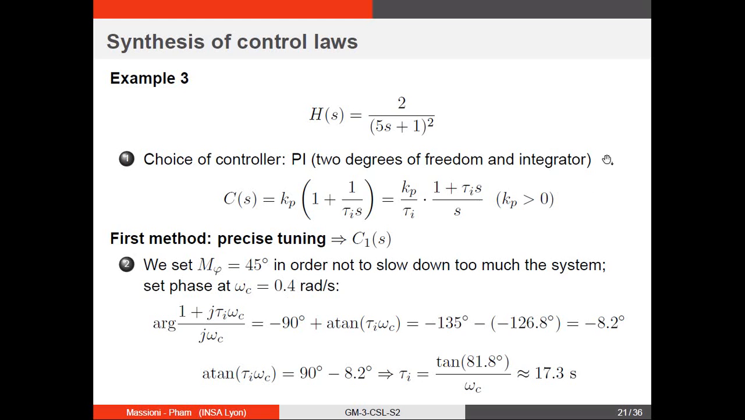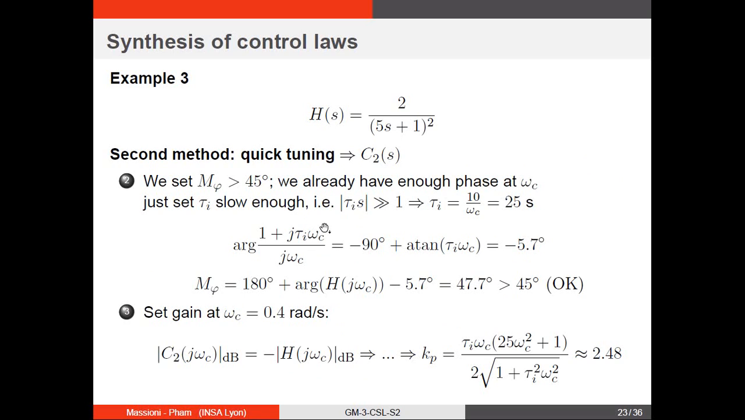Okay, so let's see how we do this. Well, it's enough just to set Ti slow so that the zero will come at low frequency. Let's say Ti should be bigger than 1 over omega c. In this case, we just take tau I equal to 10 divided by omega c. Then we can verify, computing the phase of the loop transfer function overall, that it is still greater than the value we have set. So in fact, you can check that the phase margin is still greater than 45, which is okay.